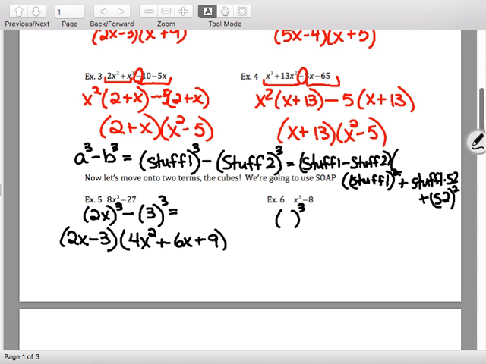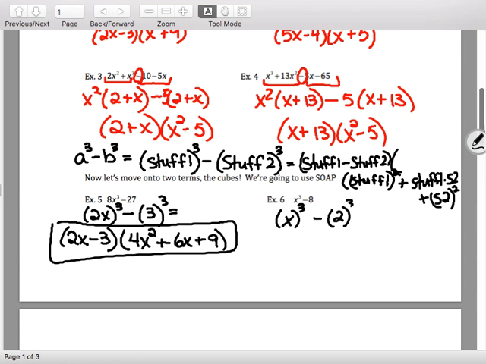Yeah. Wait, so is that the final answer? That's my final answer. Sum and difference of cubes never goes beyond this. That's your final answer. Yes. All right, so back to my question. What cubed is x cubed? X, right? And then what cubed is 8? 2. All right, so here we go.